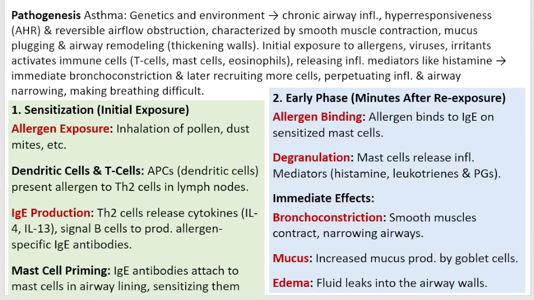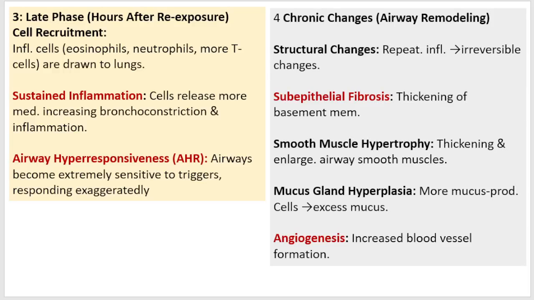In the early phase that happens minutes after re-exposure, allergens bind to IgE on sensitized mast cells, causing them to degranulate and release mediators like histamine, leukotrienes, prostaglandins, which cause immediate effects like bronchoconstriction, mucus secretion, and airway edema. In the late phase, which occurs hours after exposure, recruitment of eosinophils, neutrophils, T cells happens to the lungs, which causes sustained and persistent bronchospasm. Airway becomes hyperresponsive to the triggers.